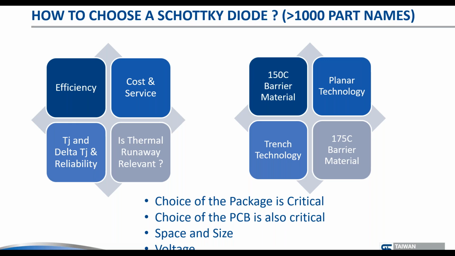Then you, of course, have to ask the question: is thermal runaway relevant in my circuit? That is an important question. You also have to decide what TJ and delta TJ you want to accept and what your reliability targets are for your application. In this case, we then choose the 150 or 175 degree C barrier material. We choose planar or trench technology. And of course, the choice of package is also critical in these applications.